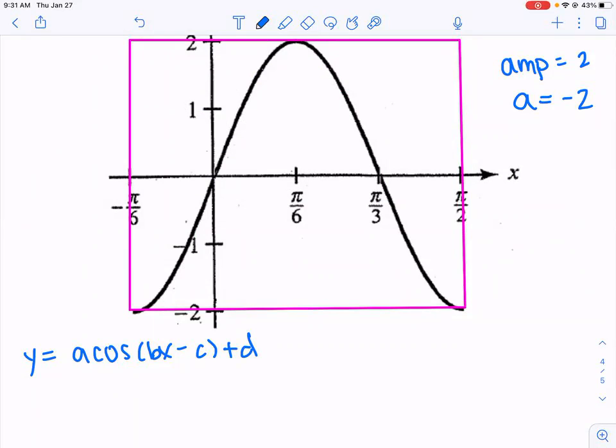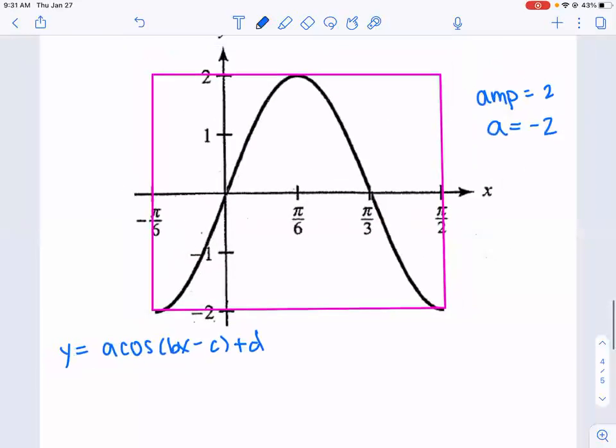Grayson, how'd you get that? Okay, so if we're measuring a distance, we can take where we stop and subtract where we start. So if I want the period of this graph, then we need to take where we stop, pi over 2, and subtract where we begin, negative pi over 6. And that'll give us the total distance. Okay, so this is end minus begin.